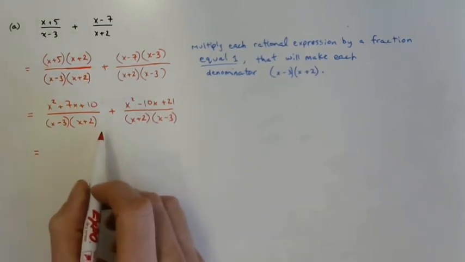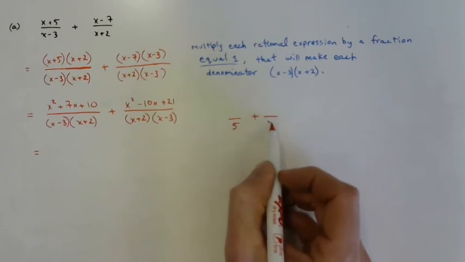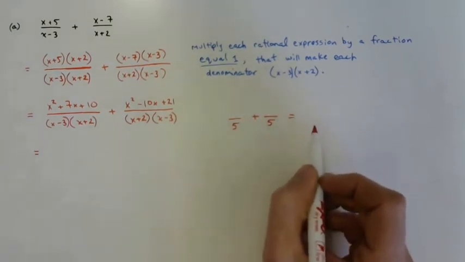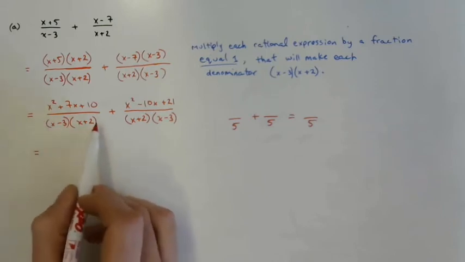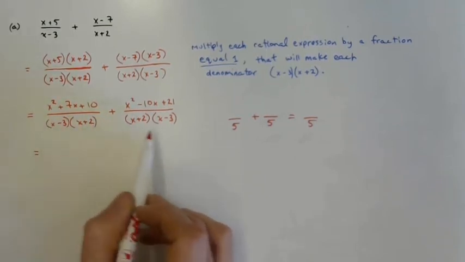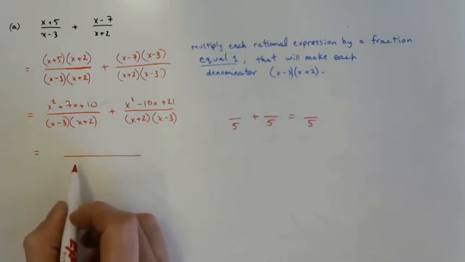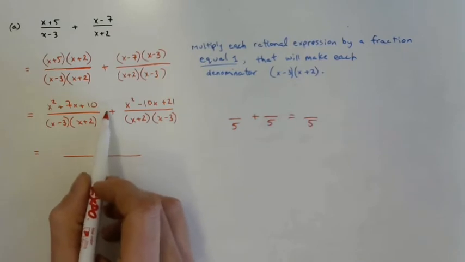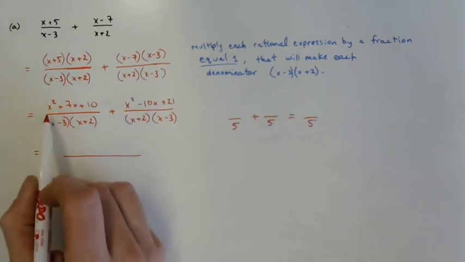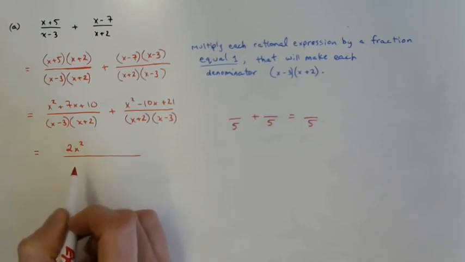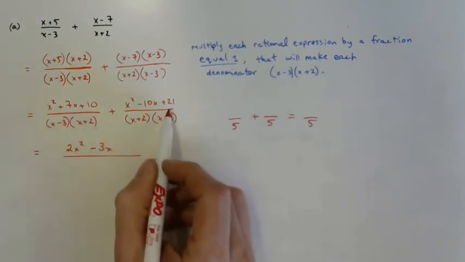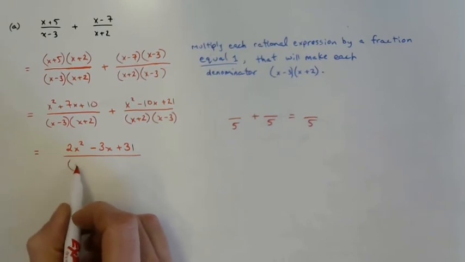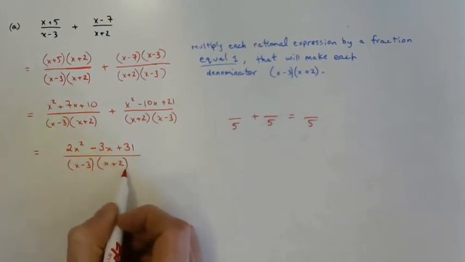And now, just like any other fraction, like if I were talking about fifths plus fifths, I could just add up my numerators, and it would still be over fifths. The same thing happens with this more complicated structure. The denominator is the same, so I can just add up my numerators. In this case, I have an addition, which makes this pretty easy. If it was subtraction, like the next one, I'd have to distribute that negative sign to all the terms. I have x squared plus x squared, that's 2x squared. I have 7x minus 10x, that's negative 3x. I have 10 plus 21, that's plus 31. And we know our denominator is x minus 3, x plus 2.